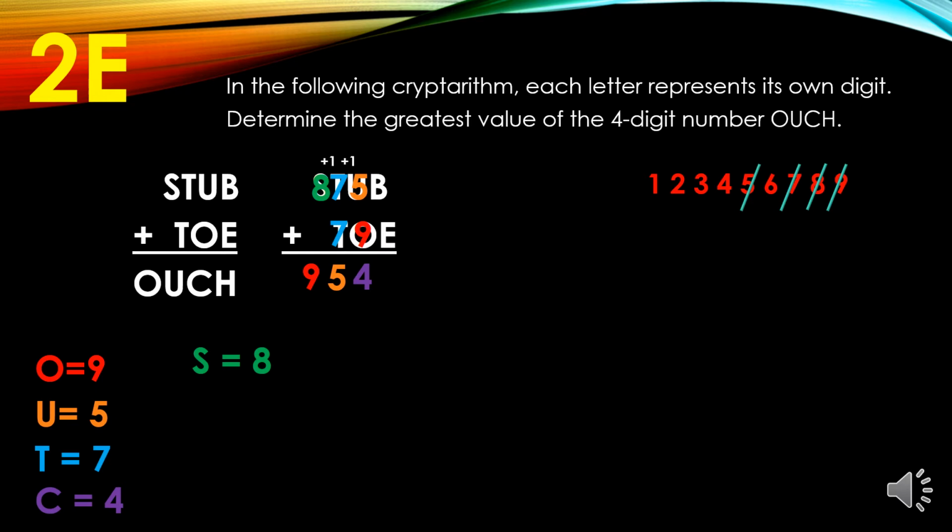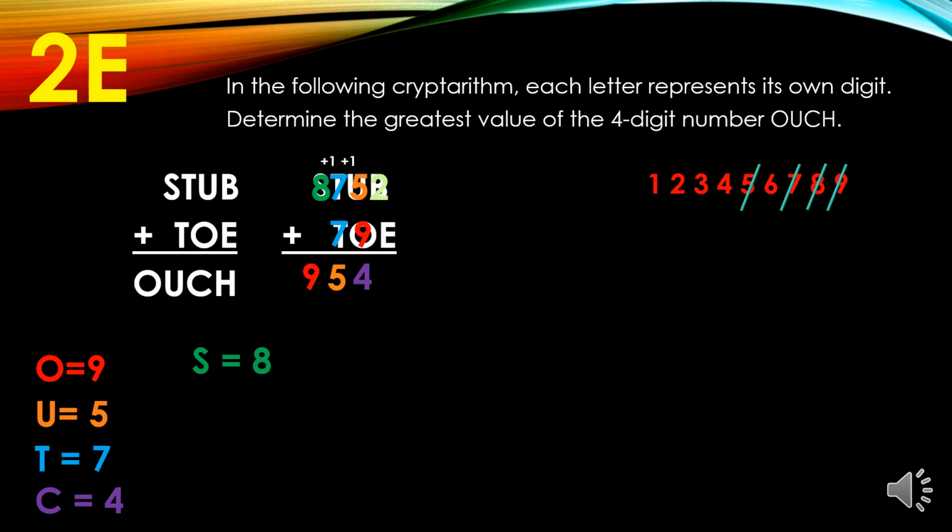Okay, now let's go for 1, 2, 3. 1 plus 2 will give us 3, which is less than the 4. 2 plus 3 is 5. You cannot use 5 because 5 has already been used. 1 plus 3 is equal to 4, which is not possible because 4 has already been assigned to a letter. So the possibility is 1 and 2.